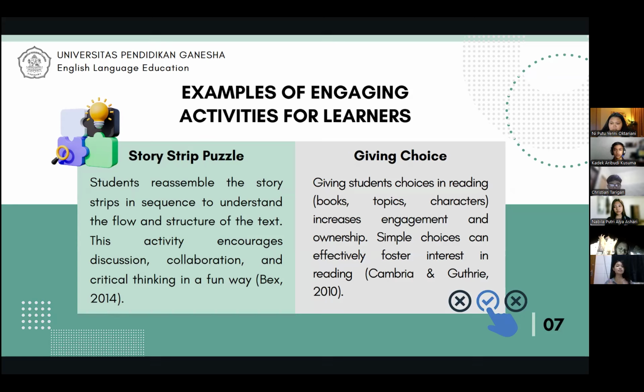For the example, the teacher provides several short texts from different genres, and the students choose one to read. Then students write down their reason for choosing it, and students discuss their choices in small groups.